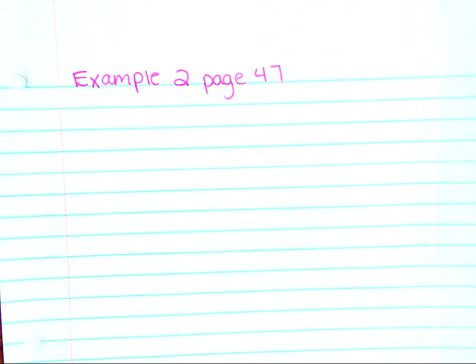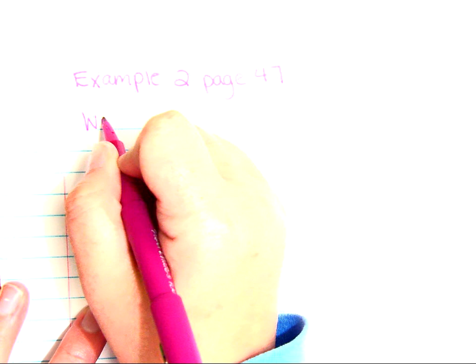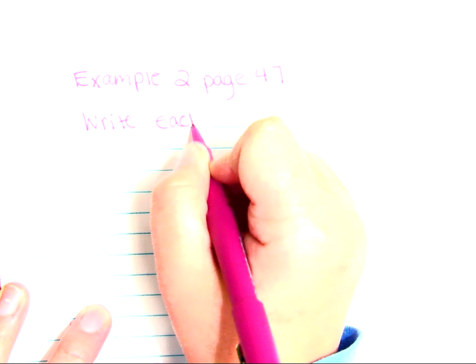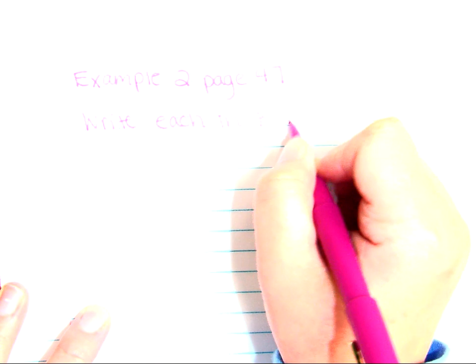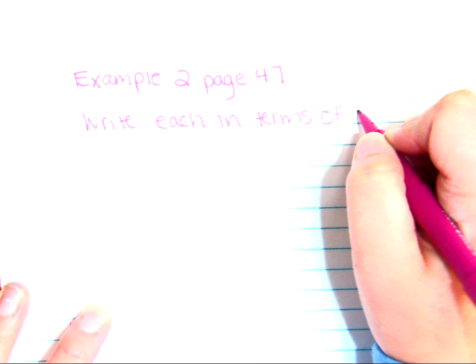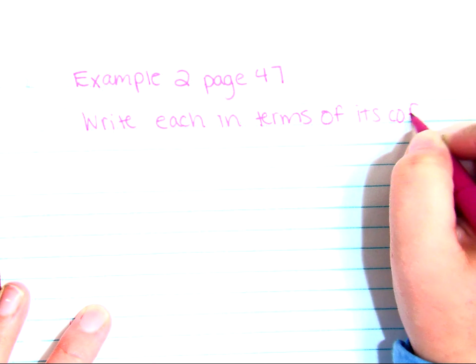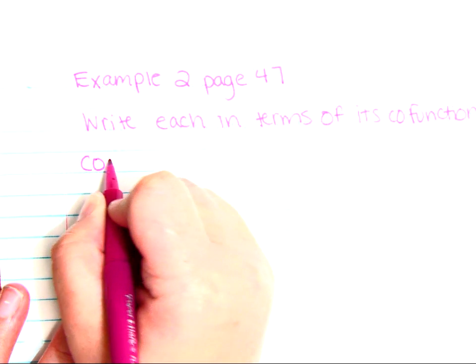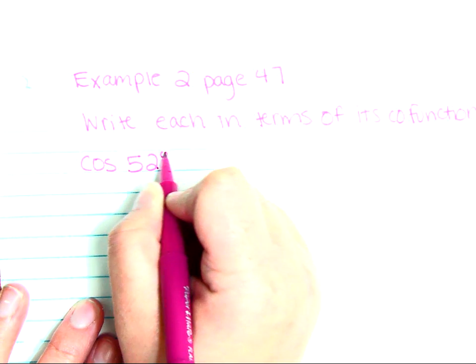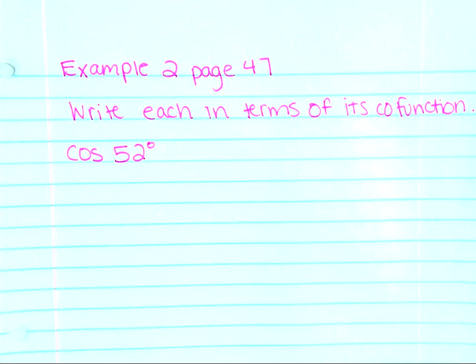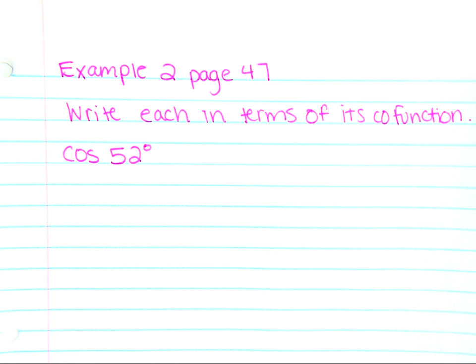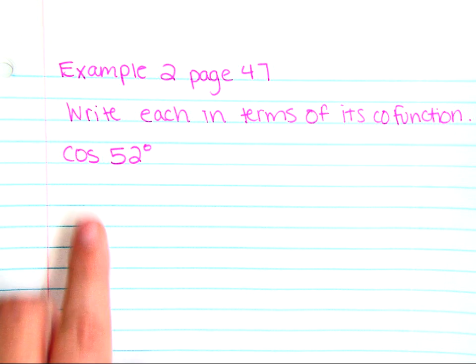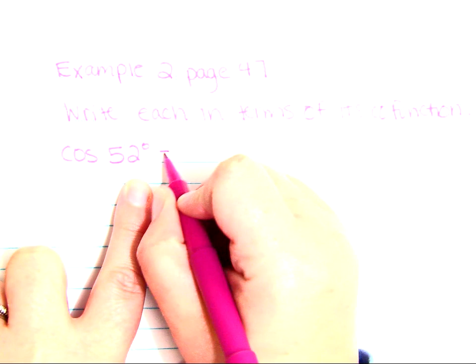Okay? Example 2, page 47. It says, write each in terms of its cofunction. All right, so we've got the cosine of 52 degrees. First thing you should be thinking is that cosine and sine are cofunctions. So this is going to equal the sine of something.